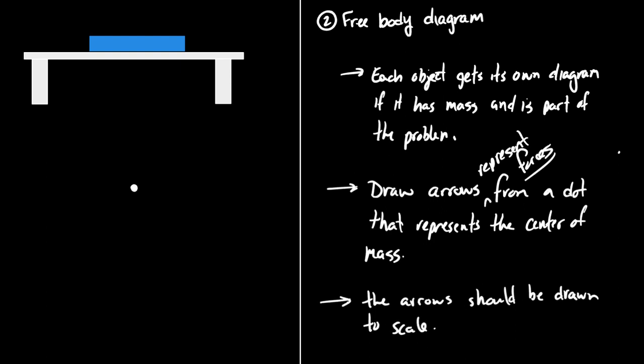So when you're drawing a free body diagram, every object is represented in its own diagram. Every object is reduced to a dot, and then you draw arrows from the dot that represent each of the forces acting on the object. The arrows need to be drawn to scale, meaning if you're told that one force is half the size of the other, then by gosh, make one of them half the size of the other. You have a ruler. You should be using it.